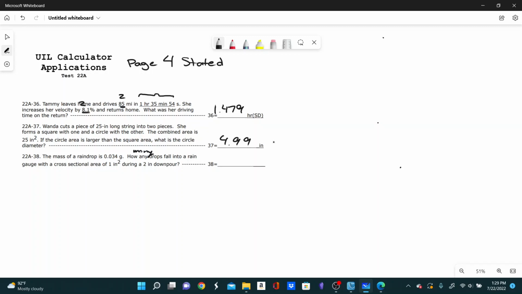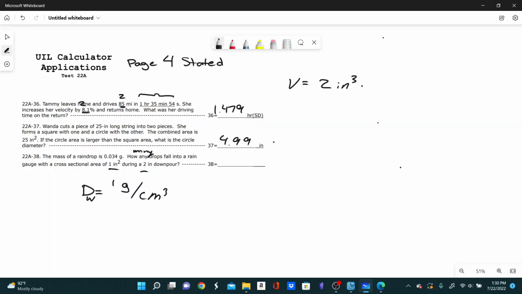So let's see. Let's find the total volume of the rain that fell. So if you have a 1-inch base and a 2-inch height, then together the total volume that fell is going to be 2 cubic inches. Now, for the piece of information that you're going to need, you need to know that the density of water is 1 gram per cubic centimeter. So I need to convert this 2 cubic inches to cubic centimeters.